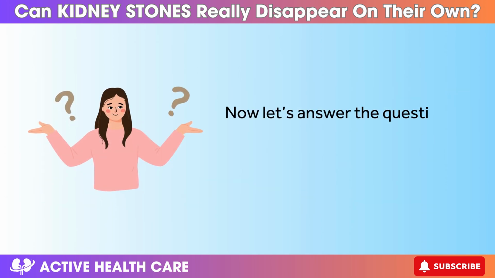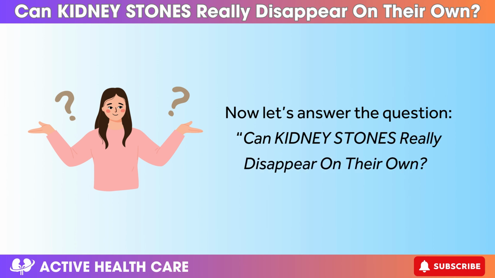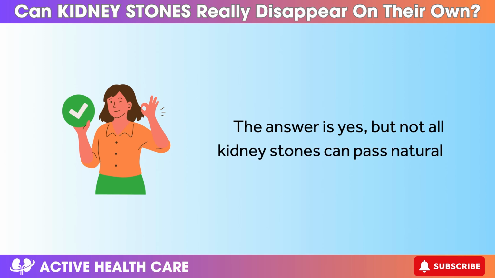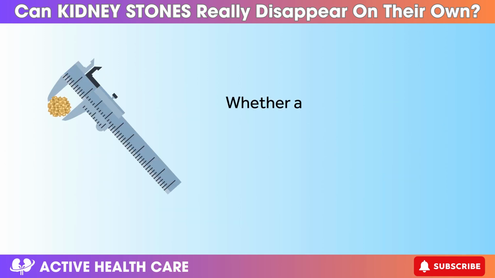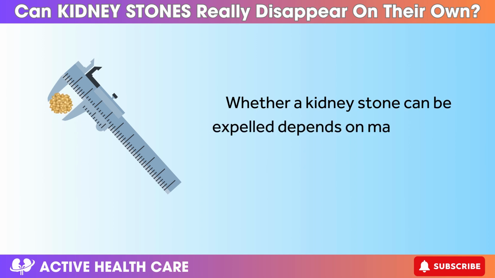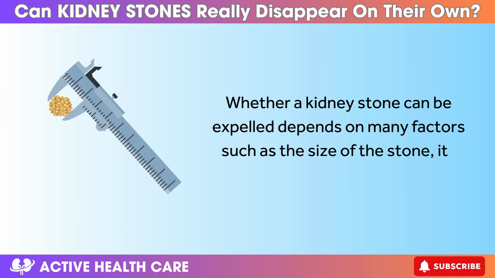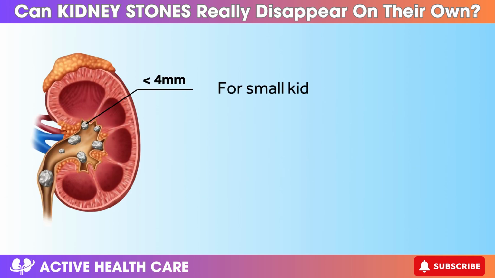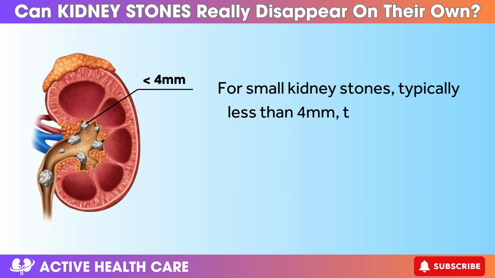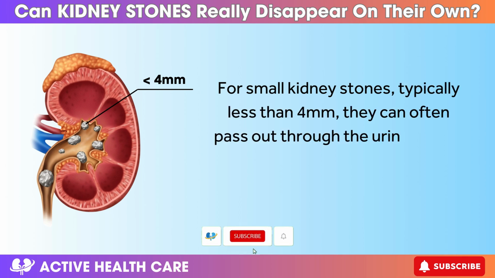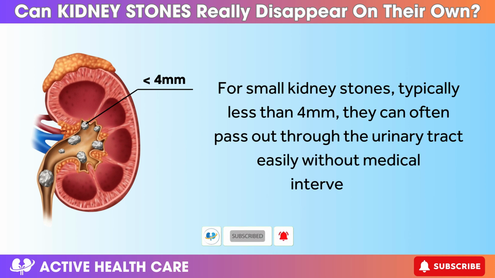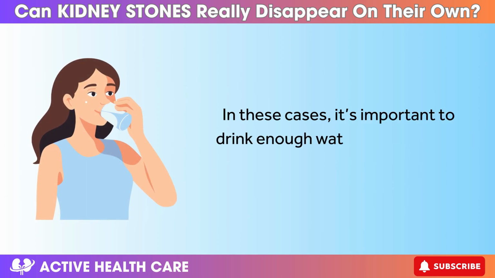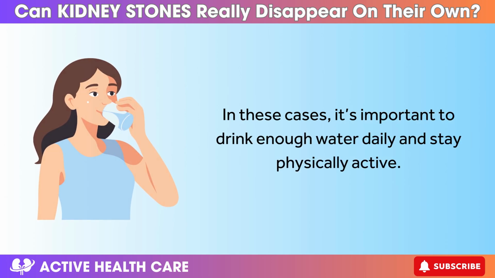Now let's answer the question, can kidney stones really disappear on their own? The answer is yes, but not all kidney stones can pass naturally. Whether a kidney stone can be expelled depends on many factors such as the size of the stone, its location, and the individual's body. Small kidney stones, typically less than 4 millimeters, can often pass out through the urinary tract easily without medical intervention. In these cases, it's important to drink enough water daily and stay physically active.